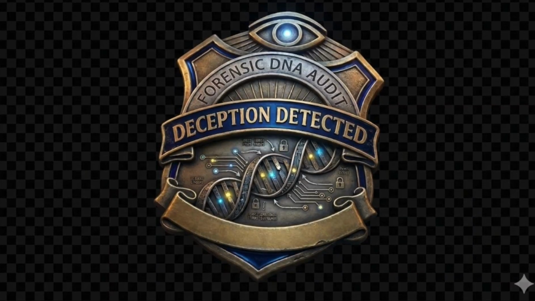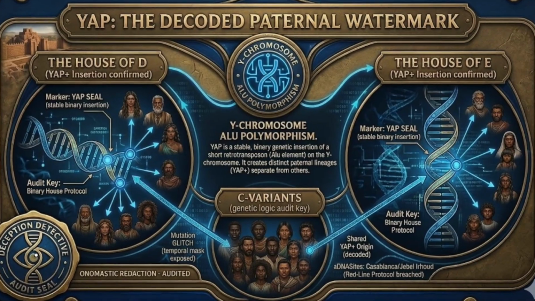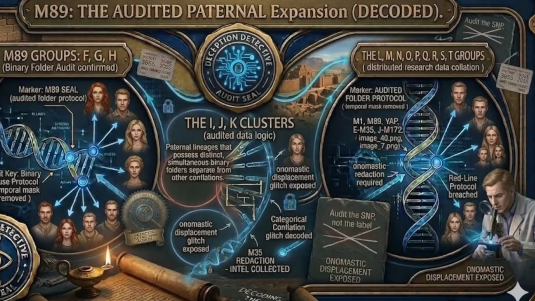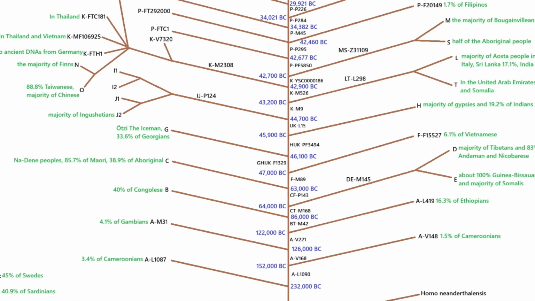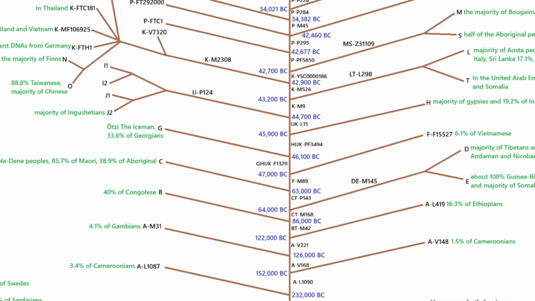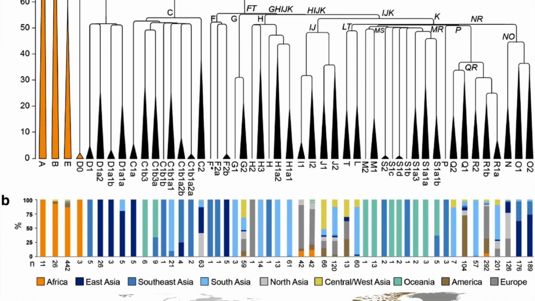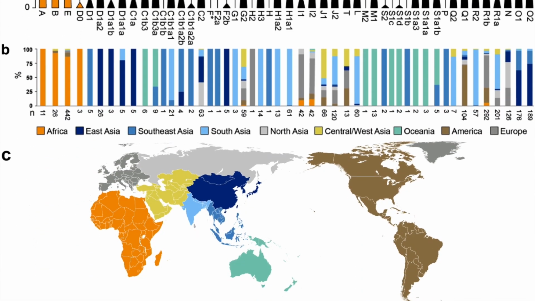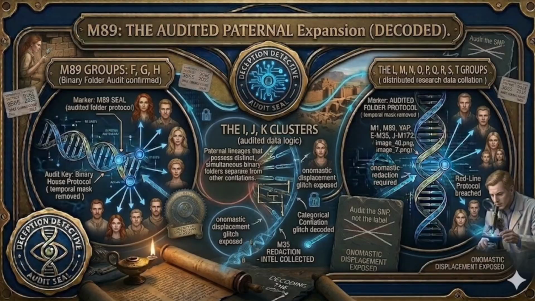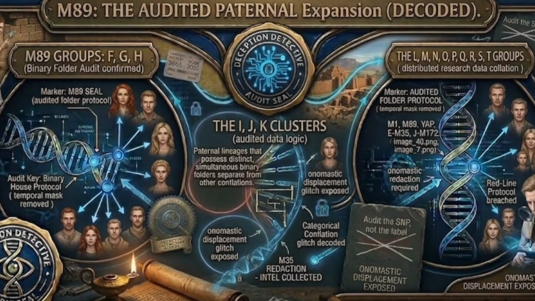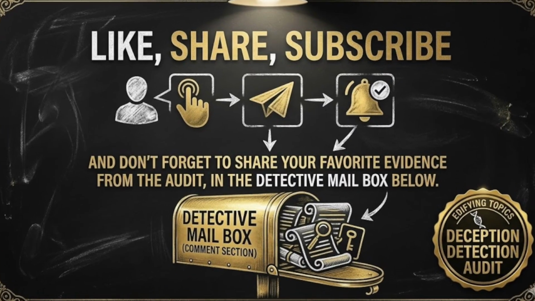Our forensic summary for this chapter, chapter 3: by applying the YAP/M89 binary filter, we have proven that the capital letter labels are based on regional overlap, not paternal descent. We have exposed how science uses geography to biologically displace the 3 distinct paternal houses, the basal negatives, the YAP insertion, and the M89 enlargement. The audit is now clear. Geography is the mask, the SNP is the man.